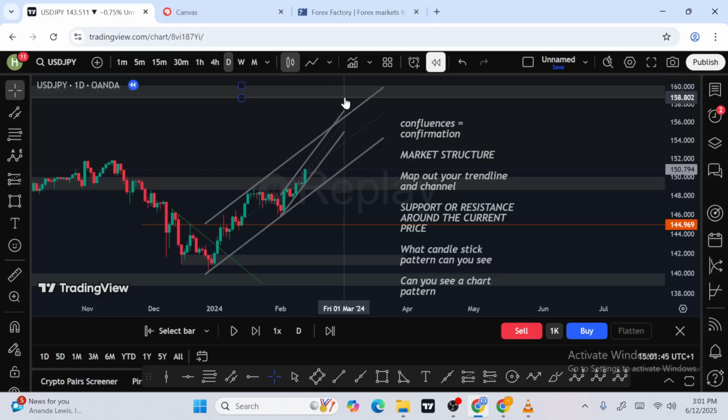Are you getting it now? And if it breaks it, probably we have a what? A downtrend that is happening. So what candlestick pattern can you see? Bullish marubozu. Market is still definitely going to go up.